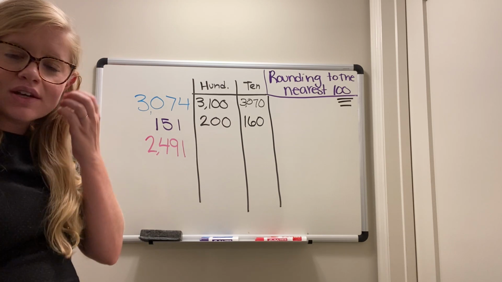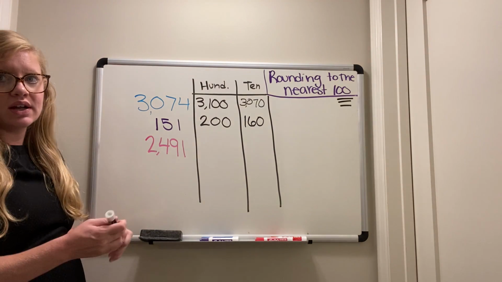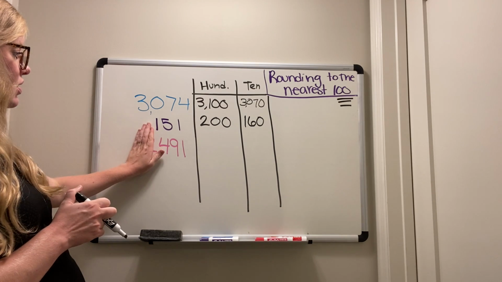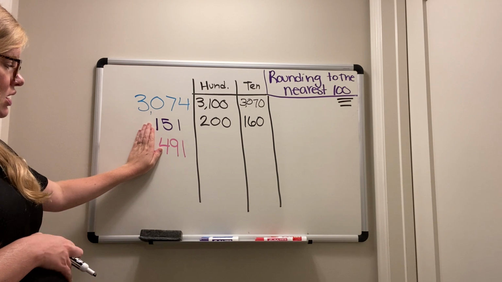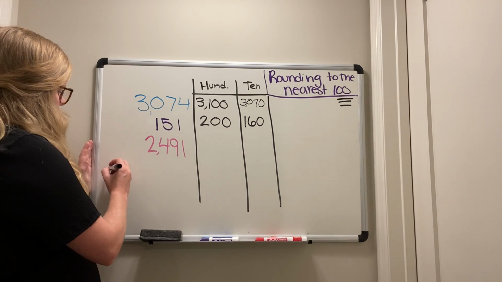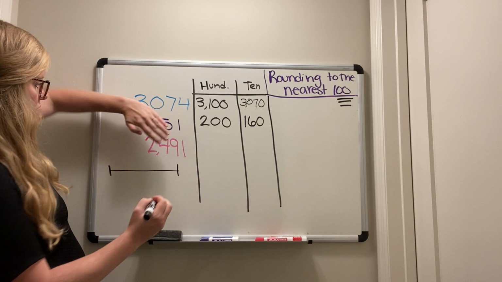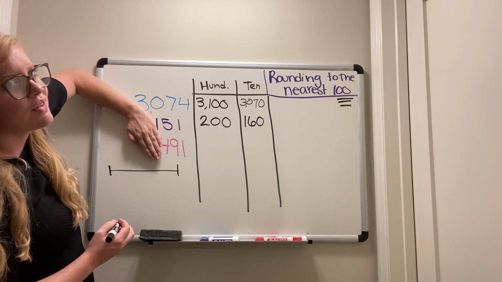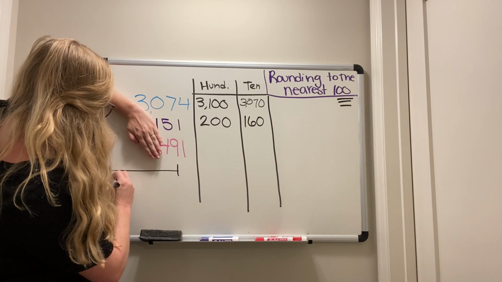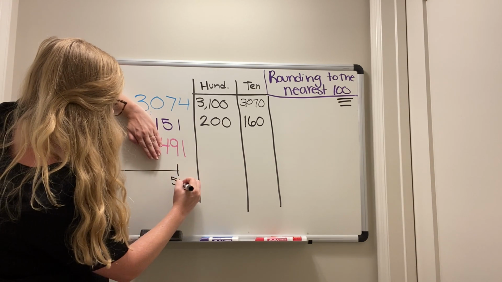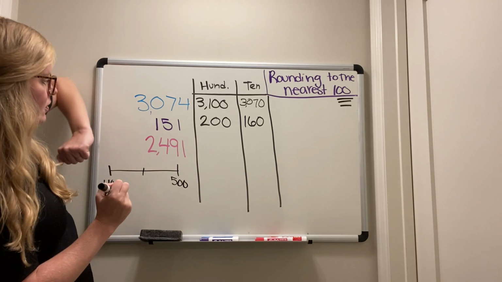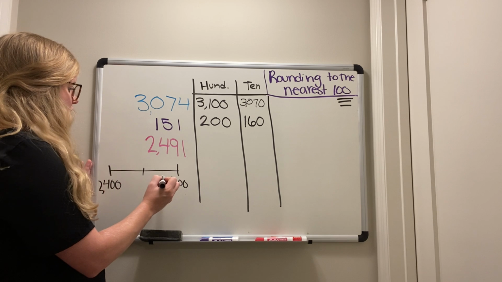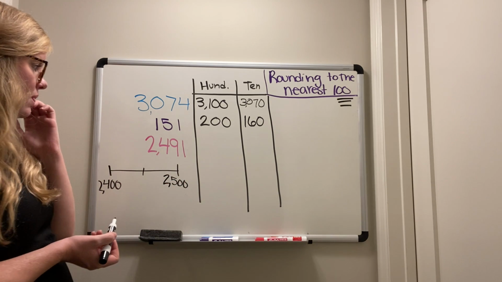Okay, welcome back, scholars. Let's round this number, 2,491, to the nearest 100. So, since we're talking about hundreds, I'm going to cover up that fourth digit. What two hundreds is 491 in between? 100, 200, 300, 400, 500. Very good. 400 and 500. 450 is in the middle. Oh, but we need to add these digits back in so we can remember that we're working with a 4-digit number.